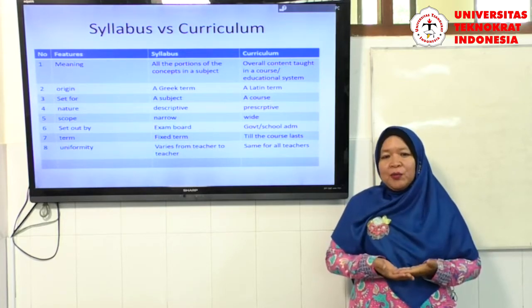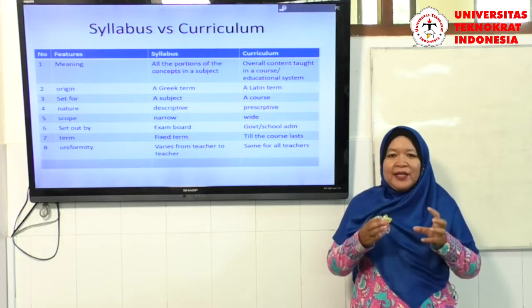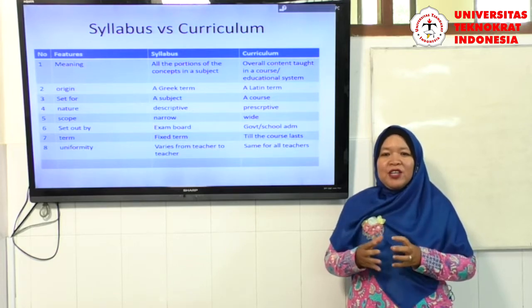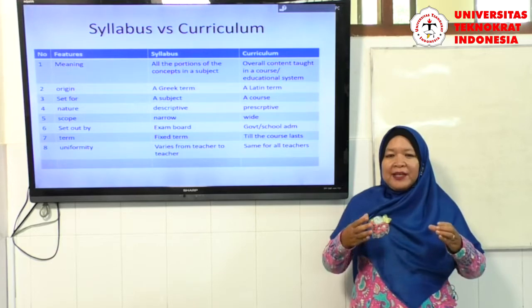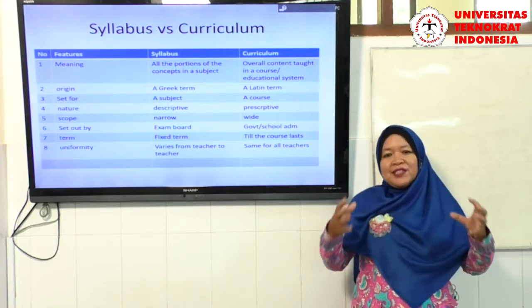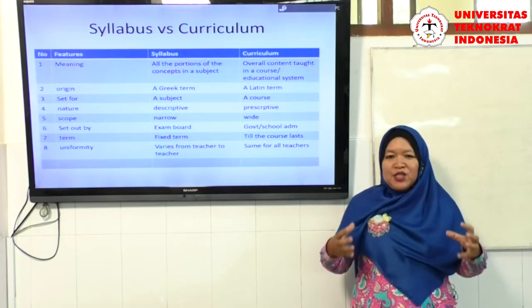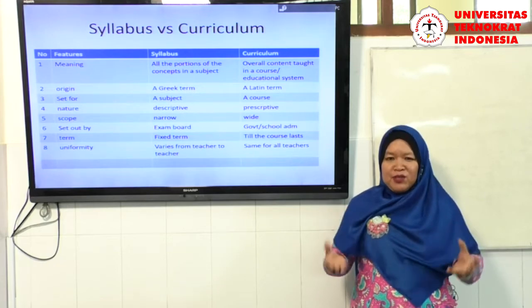And what about the scope? The scope of a syllabus is narrow because it is only dealing with one subject, while the scope of a curriculum is wide. It can be in one academy or one university like Technocrat, or even one nation like Indonesia. So, the curriculum of the Republic of Indonesia.